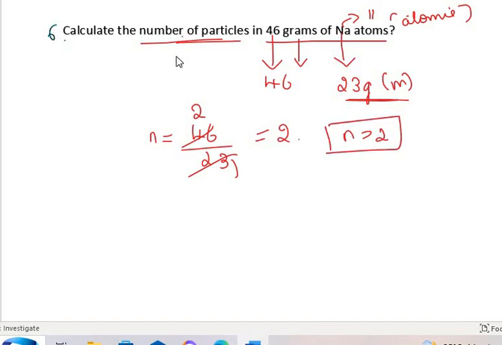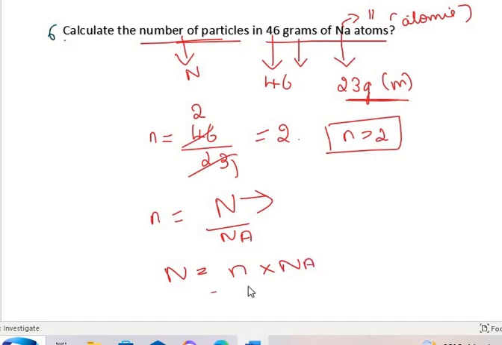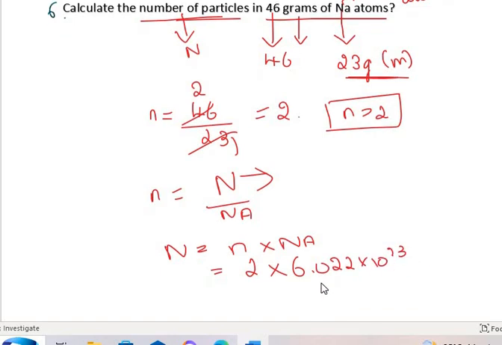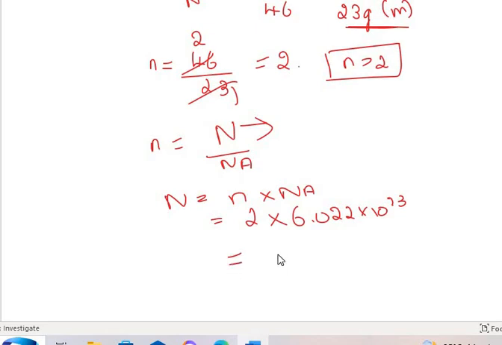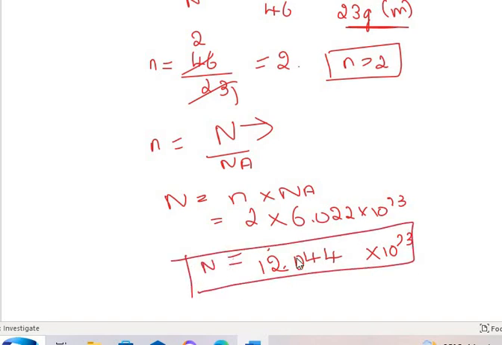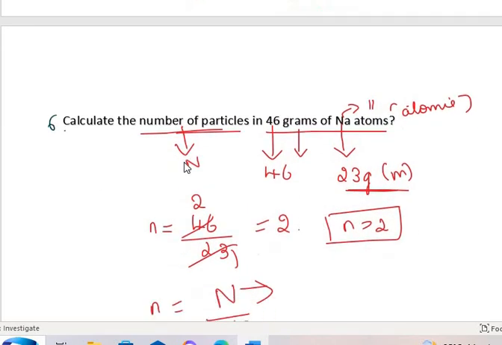Now we need to calculate the number of particles, that is capital N. The formula is n equals capital N divided by Avogadro number. How to find N? N is equal to small n into Avogadro number. Small n is 2, so 2 into Avogadro number 6.022 into 10 to the power of 23. So what is the final answer you will get? 2 2s are 4, 2 2s are 4, 2 zeros are 0, 2 6s are 12, into 10 to the power of 23. This many number of particles. So the answer is this one. Just you need to interchange, all the formulas are same.